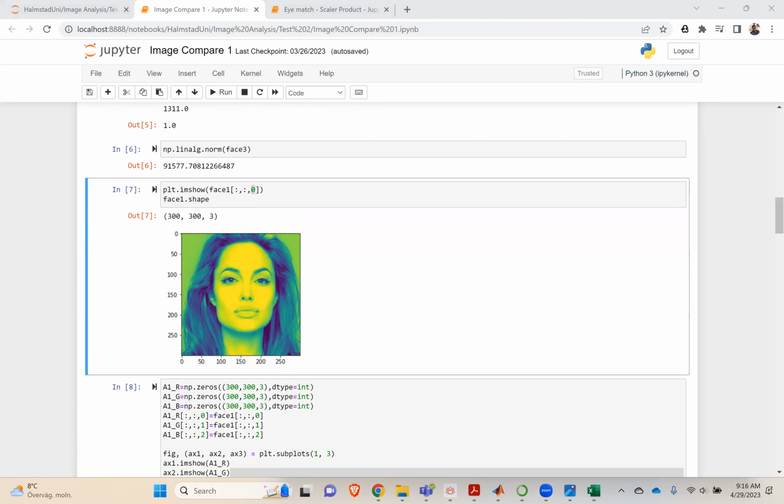Is this part understood? RGB, we have 3 arrays. Is that understood for everybody, or should I explain more?